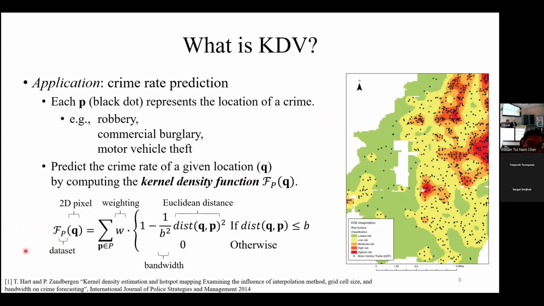So you can see that this is the kernel density function, and this P is the data set. You put the q, the pixel or the location, here. Based on this equation, if this density is very high, then we use the red color to color it. If this value is quite small, then we use the green color to color it. This equation is based on the Euclidean distance and on the bandwidth parameter, and this bandwidth can control the smoothness of the visualization.